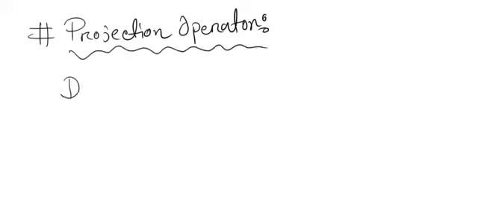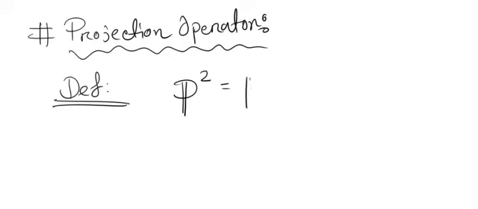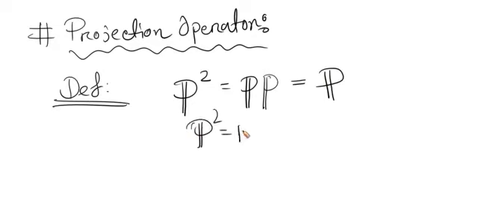So a projection operator is defined by the following. It is denoted by a bold, very bold P, and it's defined as: if you square it, that is, if you multiply it with itself, it will give you the same thing. That is, P squared equals P.